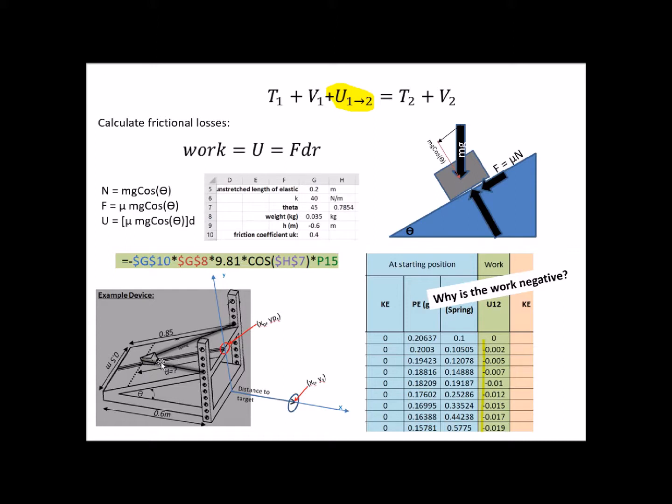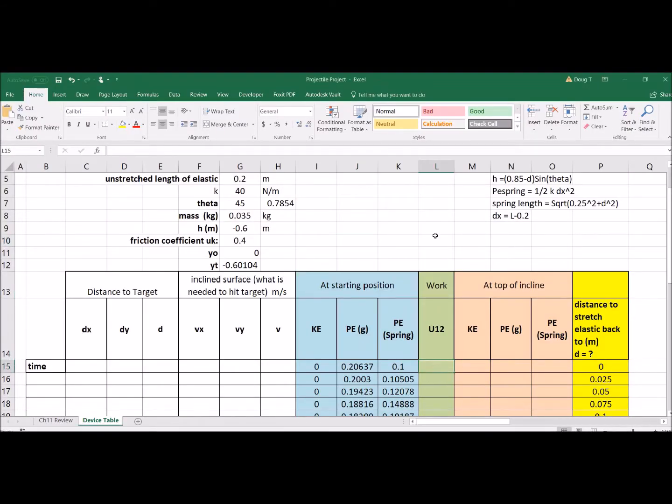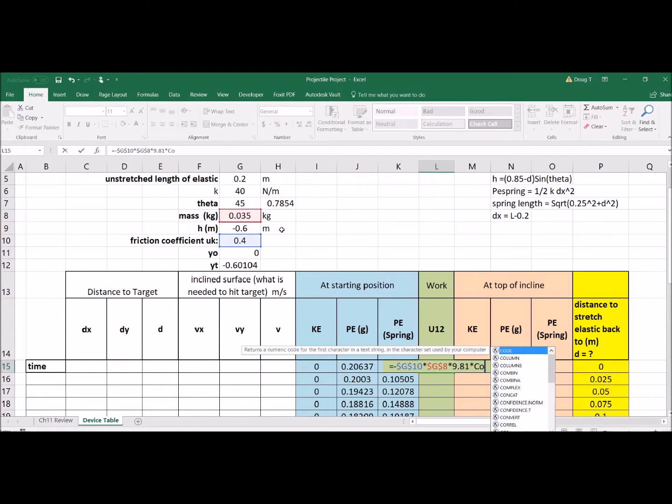So now you're starting to see why mathematically for this particular device, it's easiest to start with a column showing how far back we've stretched it, and then you can just calculate everything off of that starting position. Let's go ahead and fill out this work column. Work is taking energy away, so we have equal negative, and I'll do the friction coefficient, adding dollar signs to keep everything constant here. Mu times m times g times cosine. Make sure the angle is in radians.